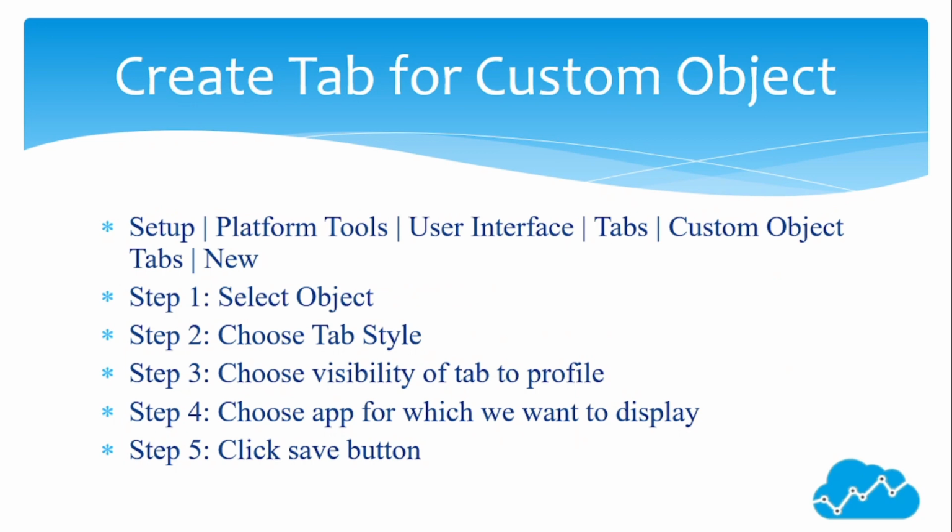Create tab for custom object. Setup, platform tools, user interface, tabs, custom object tabs, new. Step 1, select object. Step 2, choose tab style. Step 3, choose visibility of tab to profile. Step 4, choose app for which we want to display. Step 5, click save button.